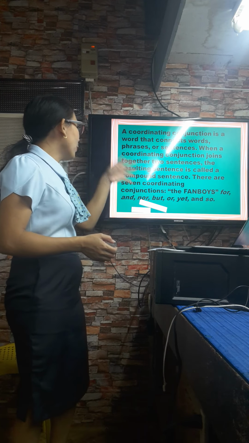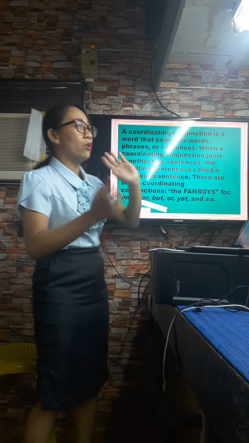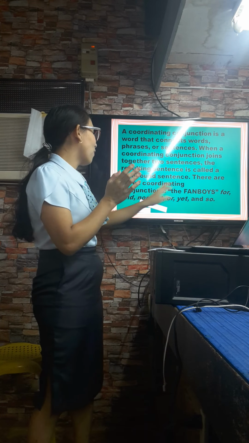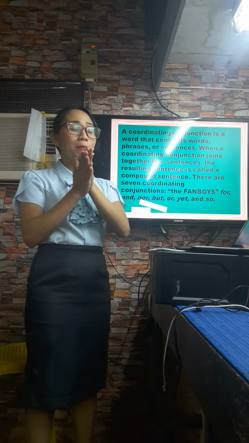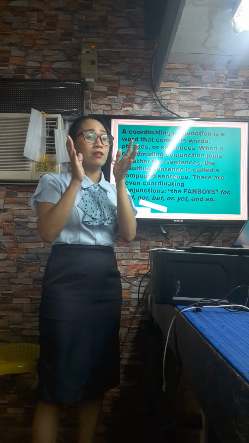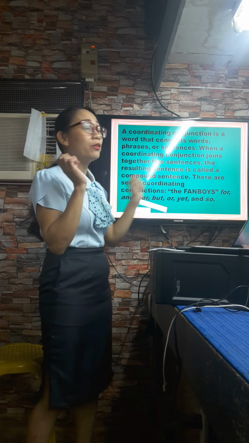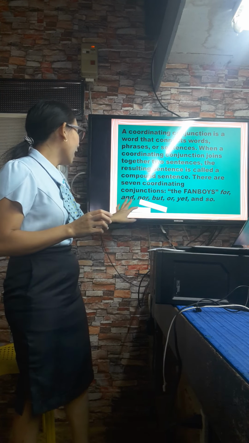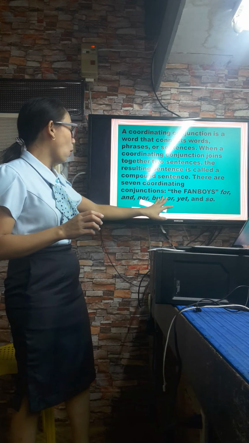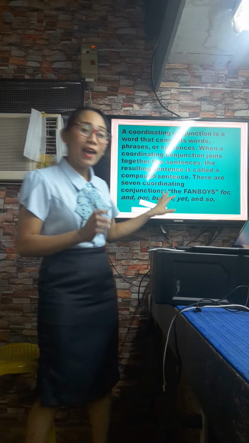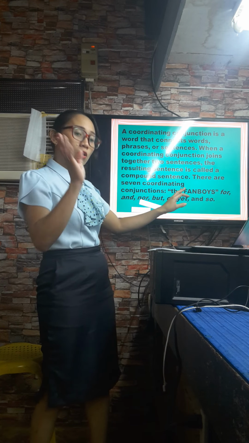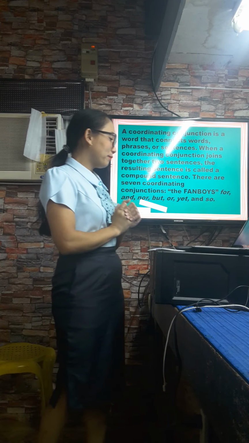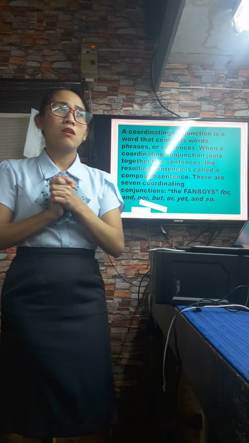So there are 7 coordinating conjunctions. Those are the FUNBOYS. We can easily remember the coordinating conjunctions because of the acronym FUNBOYS. F is for, U is and, N is nor, B is but, O is or, Y is yet, and S is so. Okay.